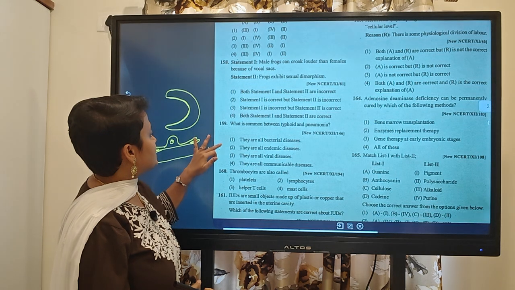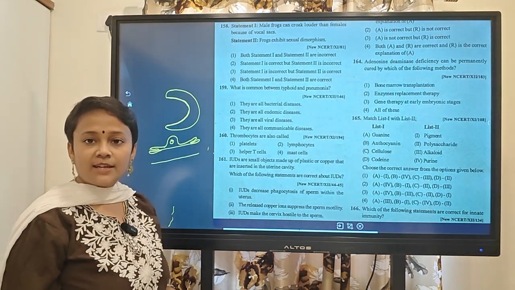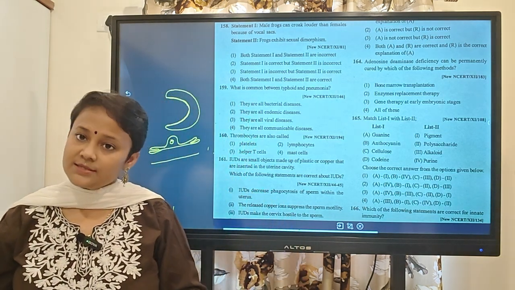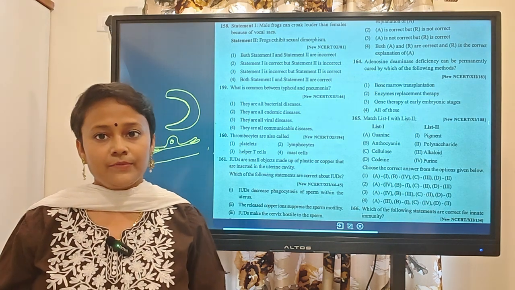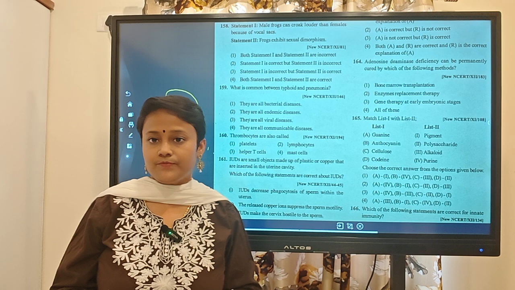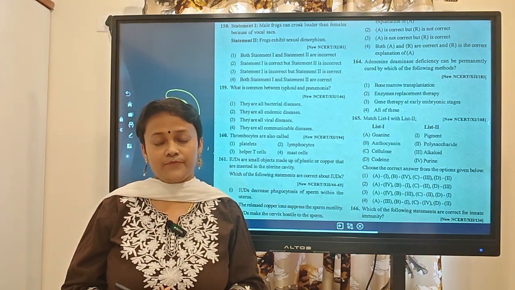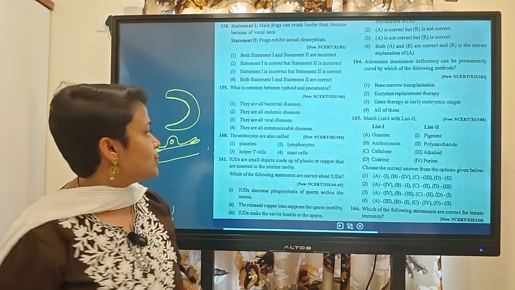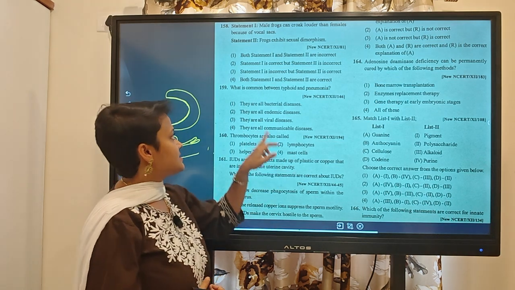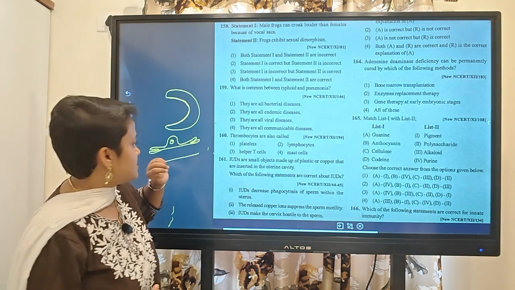Coming to 159. What is the common between typhoid and pneumonia? Typhoid is caused by Salmonella typhi. Is it bacteria or virus? It is bacteria, right? Pneumonia is caused by two bacteria which are given in NCERT: Haemophilus influenzae and Streptococcus pneumoniae. Both are bacteria. So typhoid and pneumonia are both bacterial diseases. First option will be the correct answer.